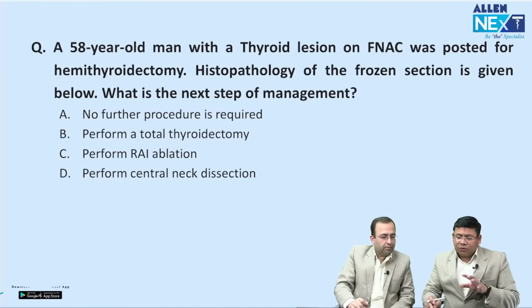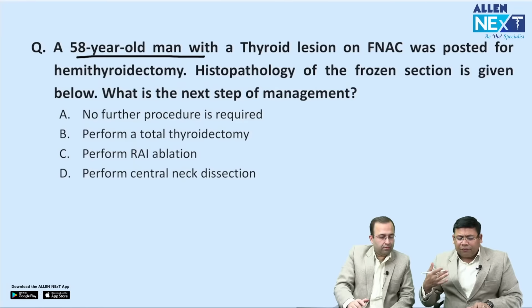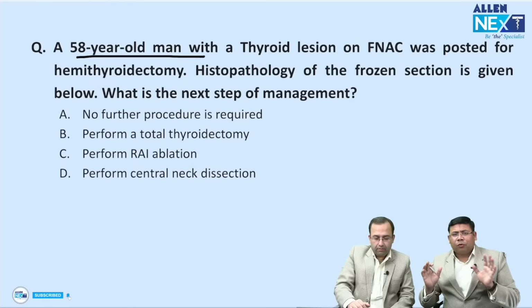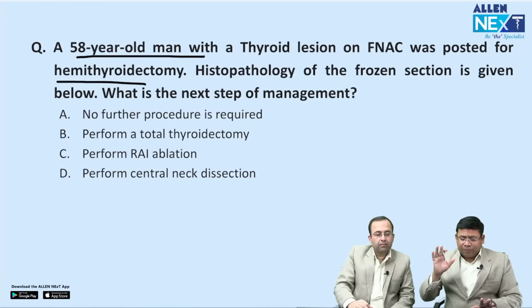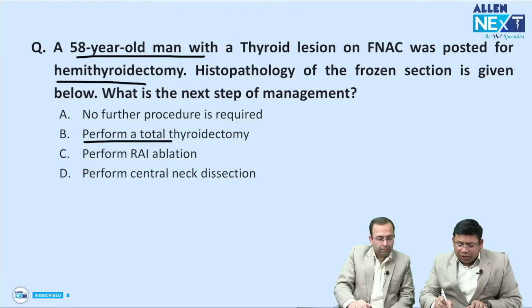So let us come to this question. A 50-year-old man with a thyroid lesion, since the size was not given, the question maker took the advantage of the diagnosis. What he did was a hemithyroidectomy. But now, seeing the image, I would have always gone for total. So I would perform total thyroidectomy.